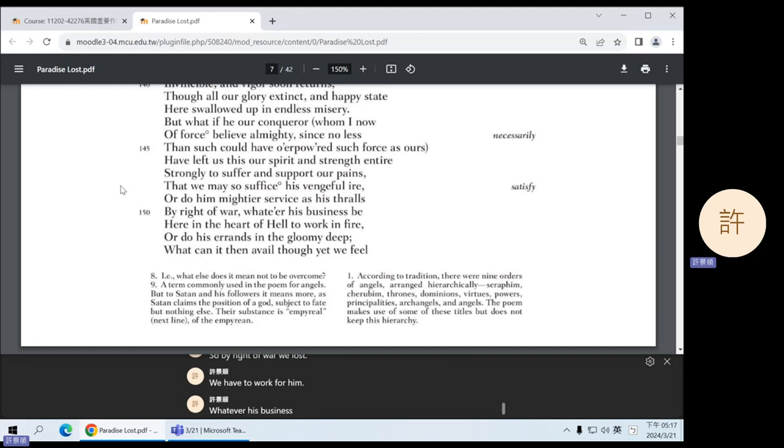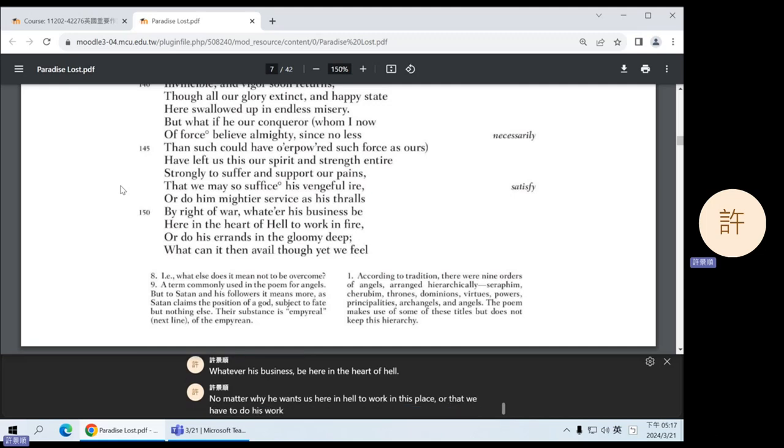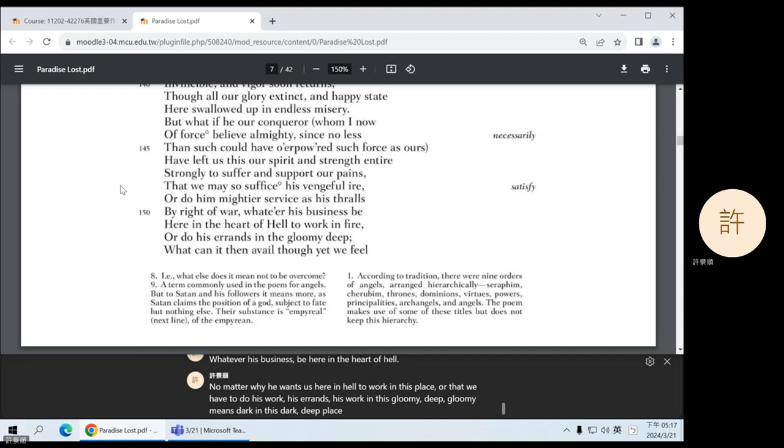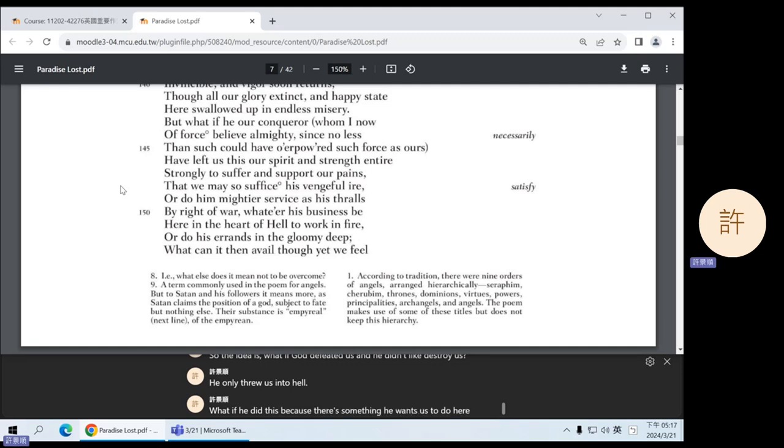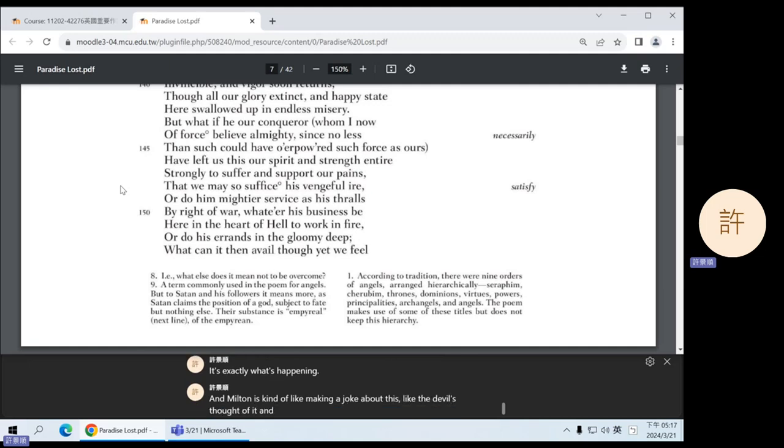Whatever his business be here in the heart of hell, no matter why he wants us here in hell to work in this place, or that we have to do his work, his errands, in this gloomy deep. Gloomy means dark, in this dark and deep place. So the idea is, what if God defeated us and he didn't destroy us, he only threw us into hell? What if he did this because there's something he wants us to do here? What if whatever action that we take is actually helping God? Turns out that's true. It's exactly what's happening. And Milton is kind of making a joke about this. The devils thought of it and then they ignored this possibility.